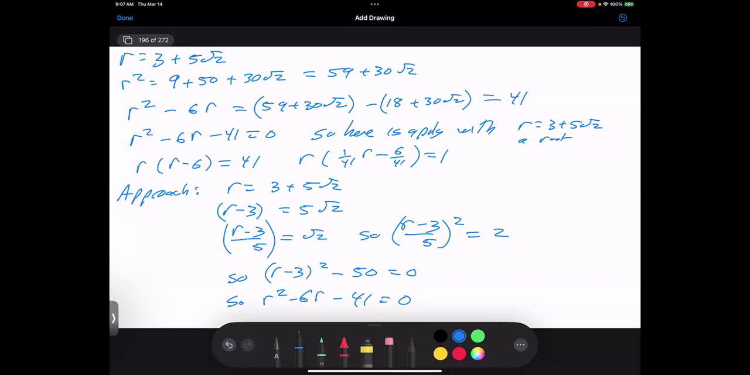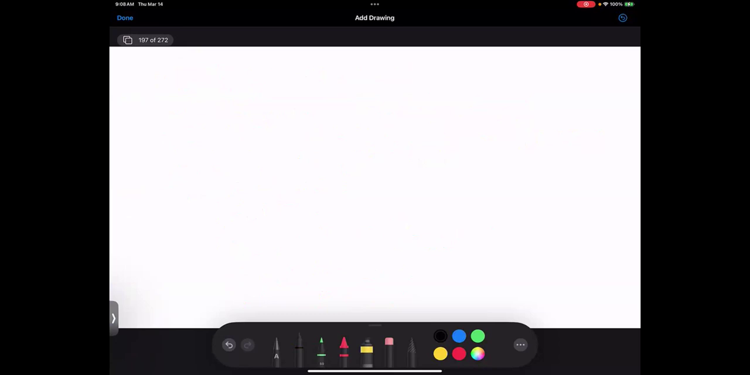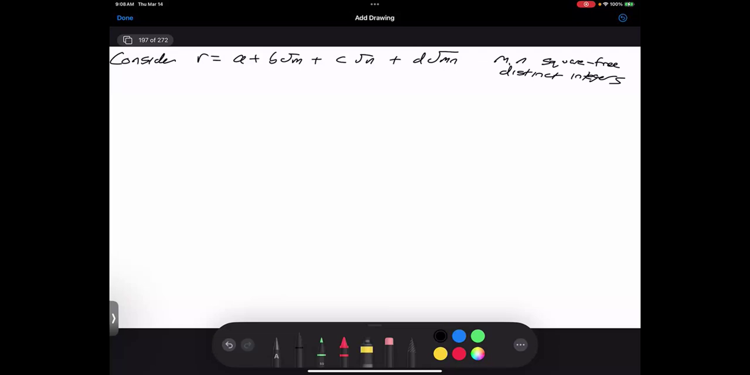So now it's time for the advanced part of today. So let's do things in as much generality as we can. So consider r is going to be a plus b square root of m plus c square root of n plus d square root of mn. m and n, say, are square free and distinct integers. I want to try to find a polynomial that has this as its root.